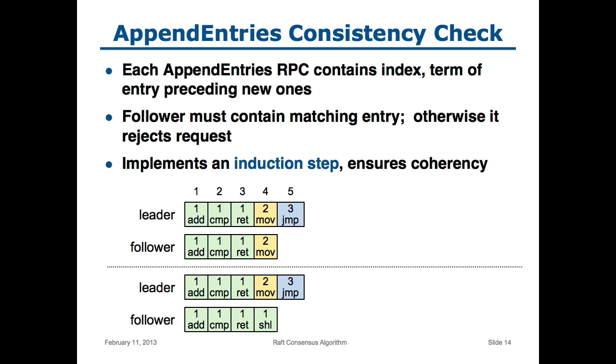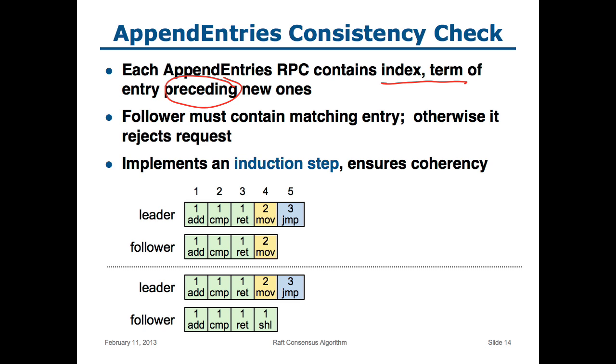This property is enforced by a check that's made during the AppendEntries remote procedure call. When a leader issues an AppendEntries RPC to a follower, it includes two values in addition to the new log entries. It includes the index and the term of the entry just before the new ones. And the follower will only accept the RPC if it contains that exact matching entry in its log. If its log doesn't have that entry, then it will reject the remote procedure call.